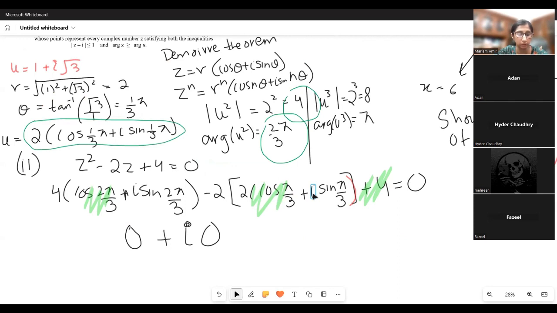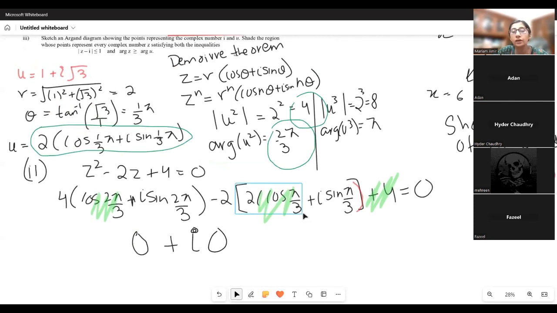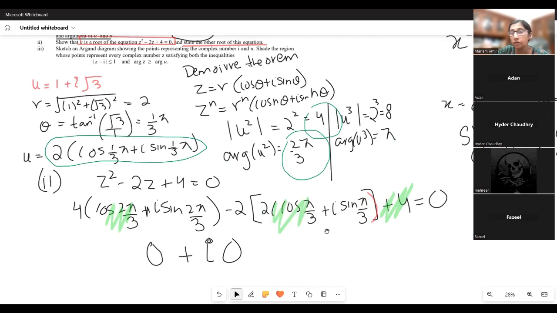Ma'am, can't this be written in rectangular form? It can be done, and it will give exactly the same answer. I'll show you. If you add all the iota terms here and all the real terms here, you get 0 plus 0 iota, which equals 0. Hence, u is a root of the equation.